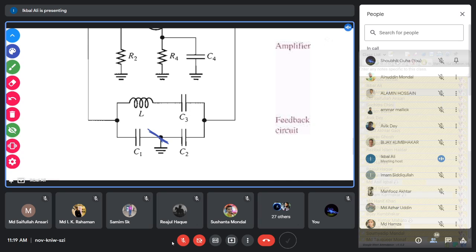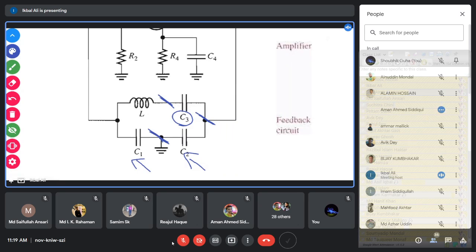That is why the stray capacitance of the transistors appears parallel to C1 and parallel to C2 and affects the frequency of oscillation. But look at the C3 connection. No end of this capacitor is connected to ground. C3 is connected in the inductor branch, not directly to ground. That is why the stray capacitances of the transistor cannot come parallel to C3. So C3 will not be affected by the stray capacitances.